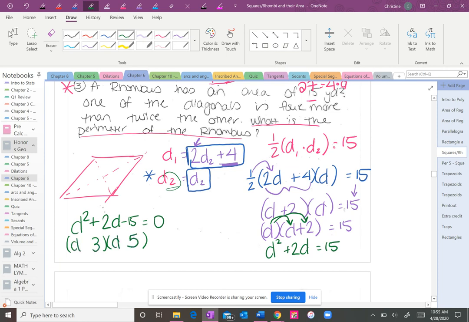I need the term in the middle to be positive, which means my bigger number has to take the sign of that. And boom, here we go. So D could equal 3 or D could equal -5 in algebra, but we're in geometry, and so D cannot equal -5 because that would be a negative distance. So that does not work, which means that in our case, D has to be 3, which we said was diagonal number 2. D had to be 3.